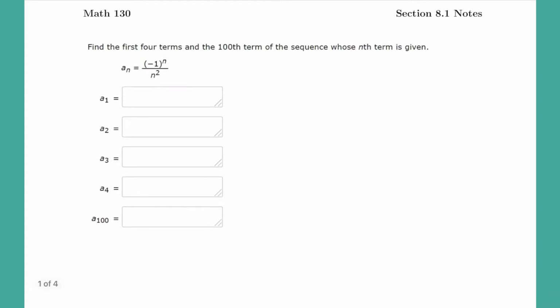Hi class, this is section 8.1, sequences and summation notation.